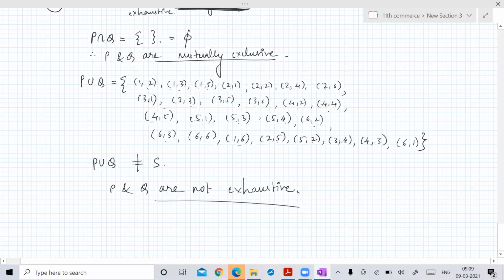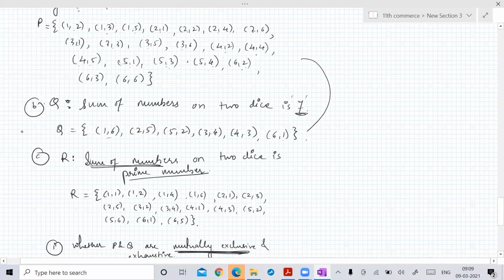नेक्स्ट Q इंटरसेक्शन R. अभी Q एंड R के बारे में भी देखना है हमें, है ना? Q इंटरसेक्शन R देखो, Q एंड R में क्या क्या कॉमन है? 1,6 दिख रहा है मुझे, 6,1 भी दिखाई दे रहा है मुझे, 3,4 दिखाई दे रहा है मुझे, 4,3 दिखाई दे रहा है मुझे, हाँ 2,5 भी है एंड 5,2 भी है ना?